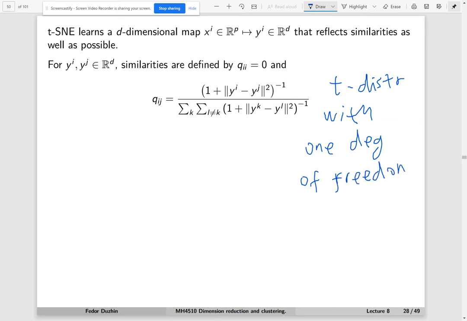And this is what T in tSNE stands for. Right? So without this T, we probably would use the same formula for Qij as the one for Pij. This would be just like a pure SNE. With T, we use the t distribution here.